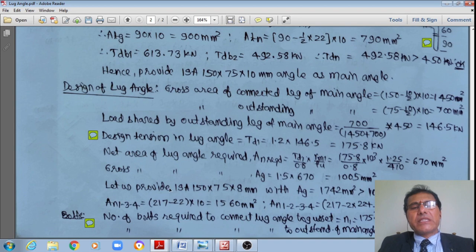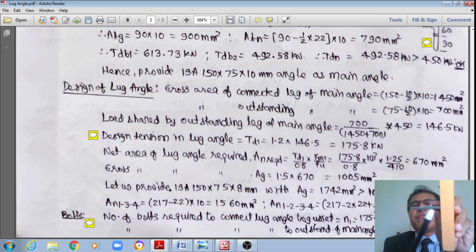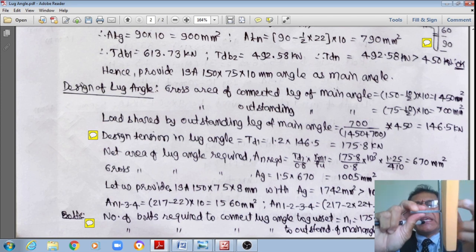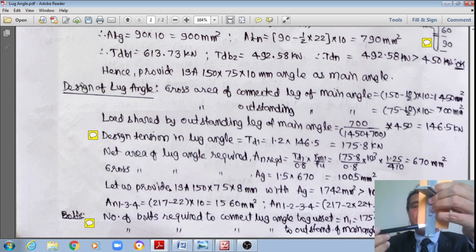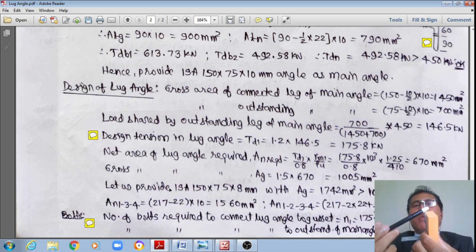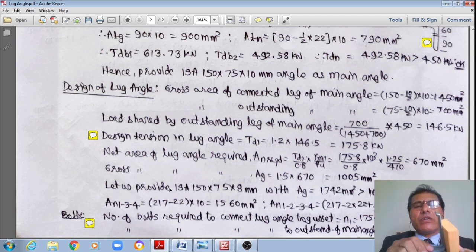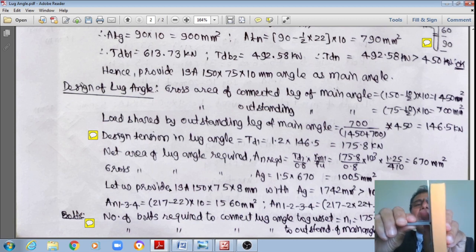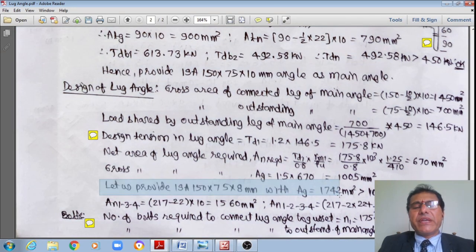Let us try. Already the outstanding leg is 75 mm, so I'll take the same ISA 150 by 75. For the main angle, its thickness was 10 mm, but for the lug angle I'll take its thickness as just 8 mm, because I don't want to take any risk of failure of the lug angle. Now I'm choosing the section ISA 150 by 75 by 8 mm. Main angle was 10 mm.